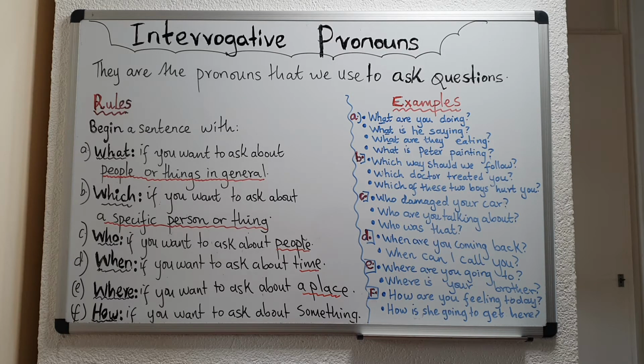Let us look at rule number A. Begin a sentence with what if you want to ask about people or things in general. So if you want to ask a question and the question is going to be about people or things in general, then begin that sentence with the pronoun what. How do you do that? Let us look at example A on the right.